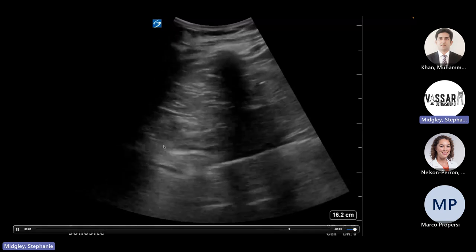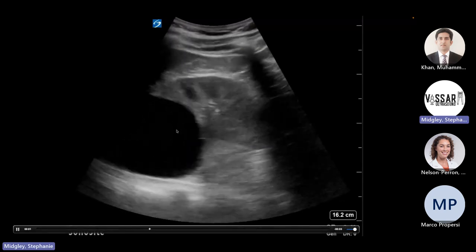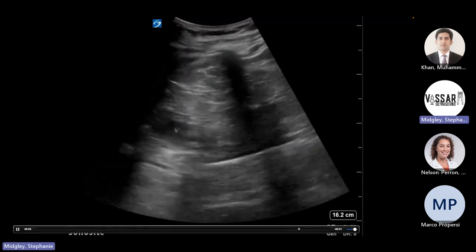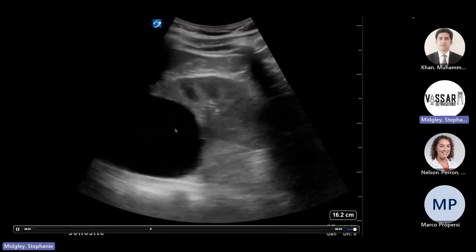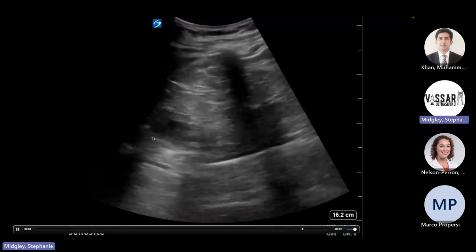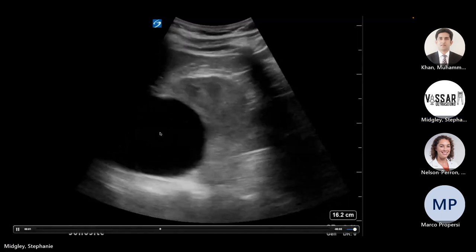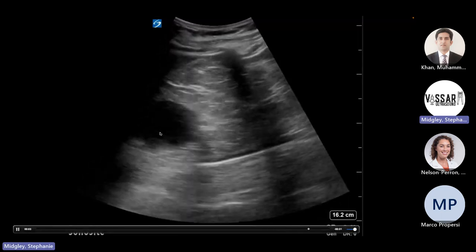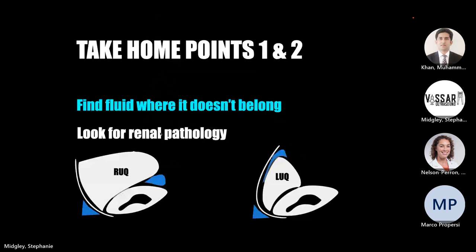Here's a big giant renal cyst. Again, with renal cysts, it's completely anechoic and it's got distinct borders. 0% of these are malignant. Very common over the age of 50, about 50% of people will have it.